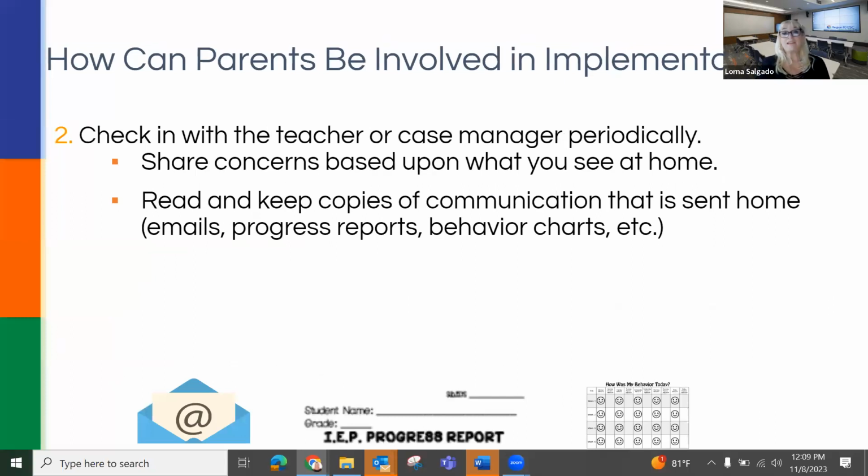The next thing I had in here is check in. Just because we have IEP meetings, or in Texas, we call them ARD meetings, these meetings once a year and you get IEP progress reports as often as report cards go home, that doesn't mean that you can't check in with a case manager.